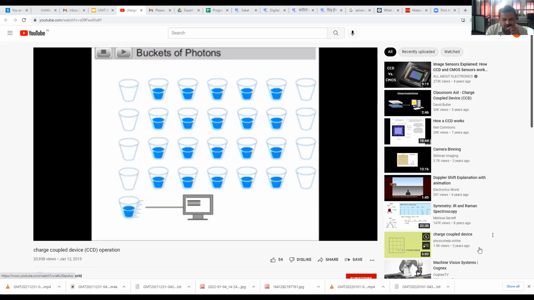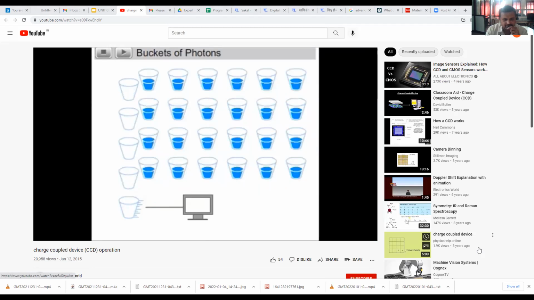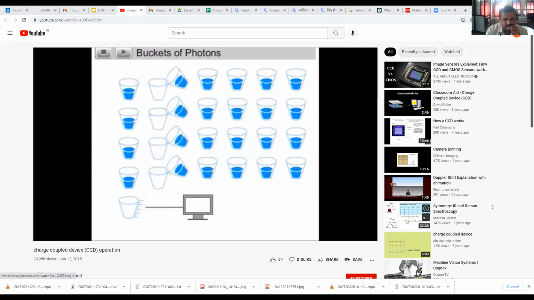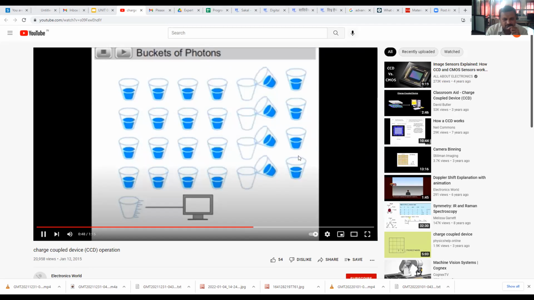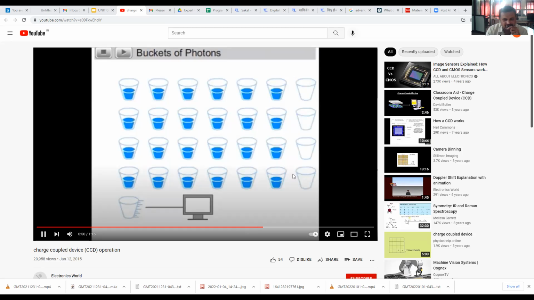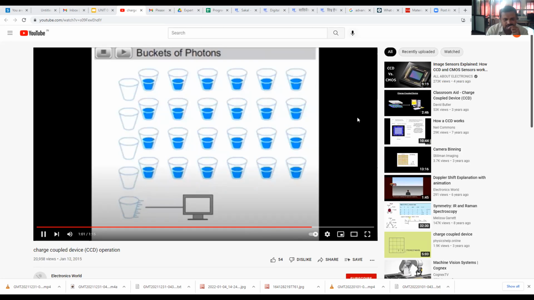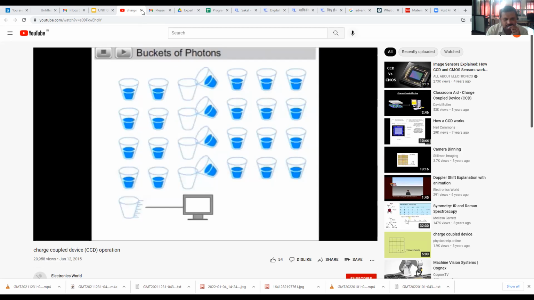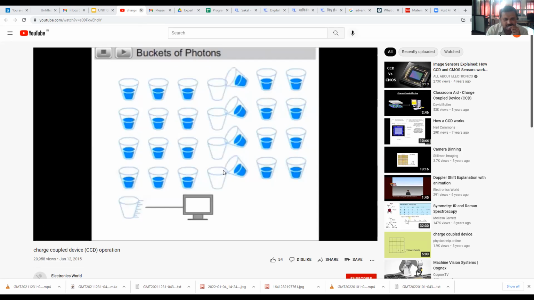See that whatever information is there, how that data is transferred from one rectangle, meaning one bottle, to another bottle, or one glass to another glass, and at last the output is there and it is connected to the buckets of photons. Okay, we will see another video.